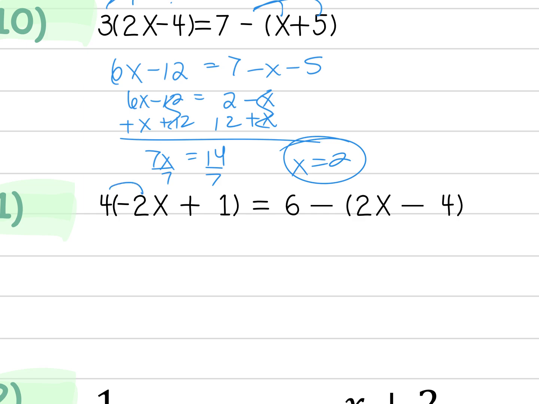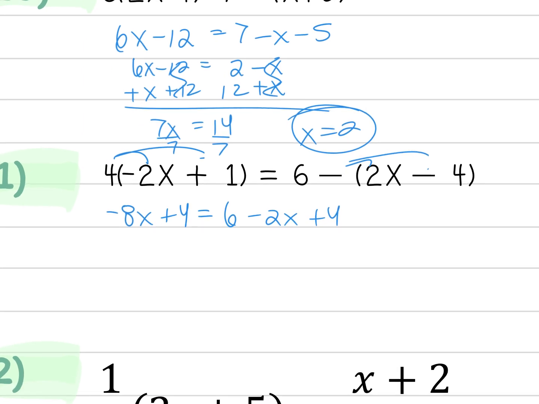All right, again, let's distribute. So negative 8x plus 4 equals 6. What do I do with that negative sign, guys? Distribute it. You're multiplying by a negative 1. If there was a 4 there, you'd multiply by negative 4. But if there's a negative 1 there, so this becomes minus 2x, what? Plus 4. Is there anything on the left-hand side that you can combine?